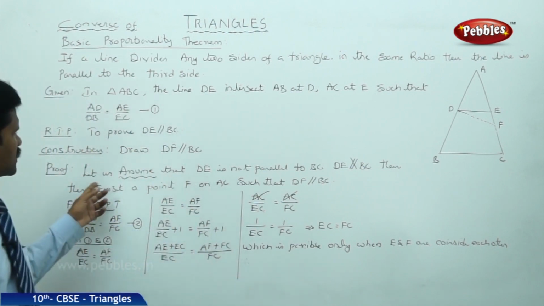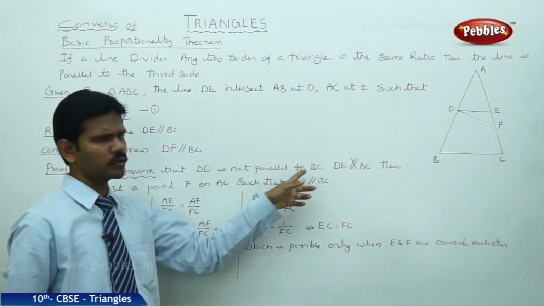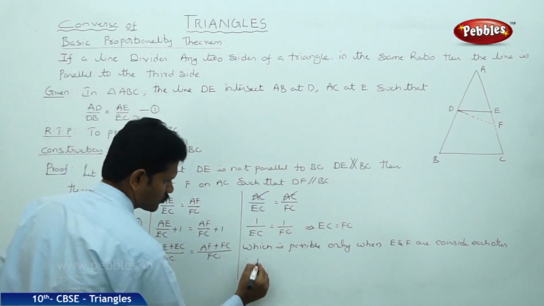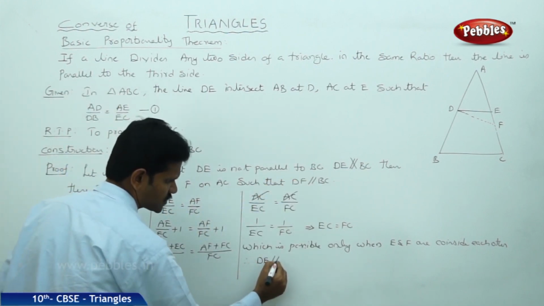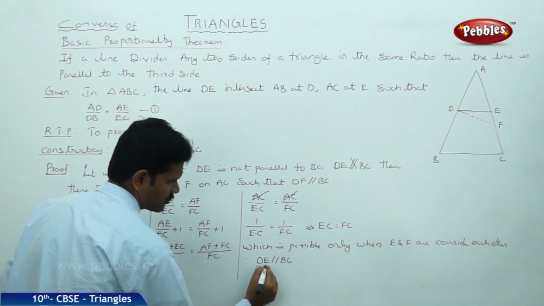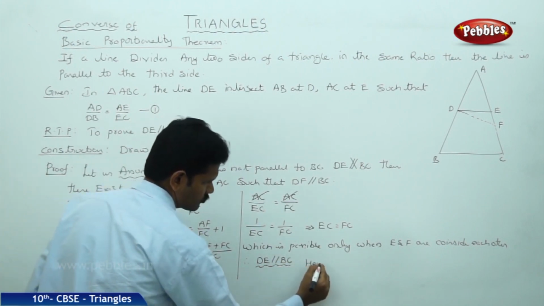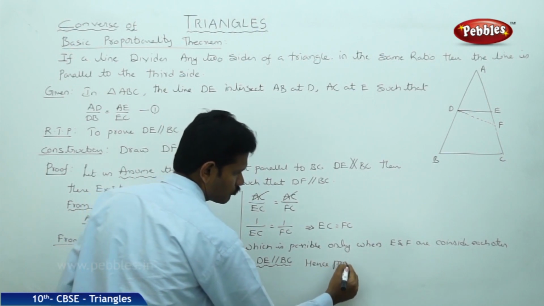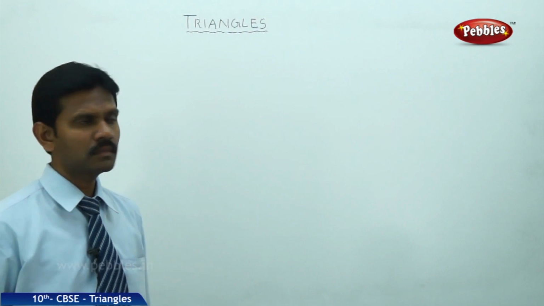What is our imagination? Let us assume that DE is not parallel to BC. Therefore, we conclude that DE is parallel to BC. Hence proved. Let us see the next theorem.